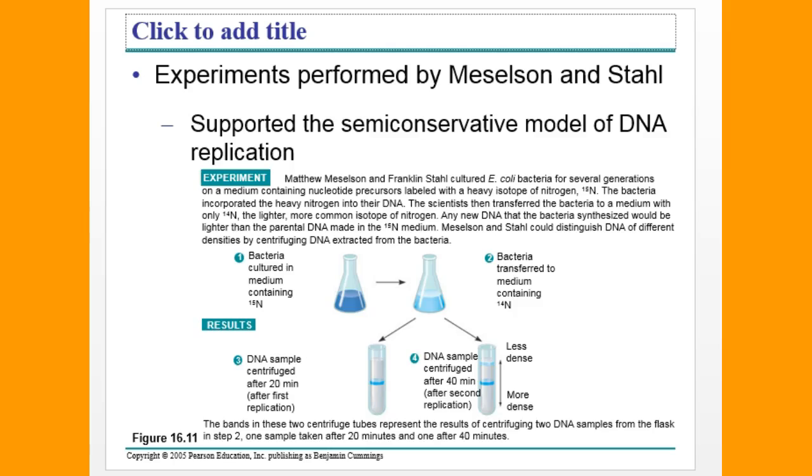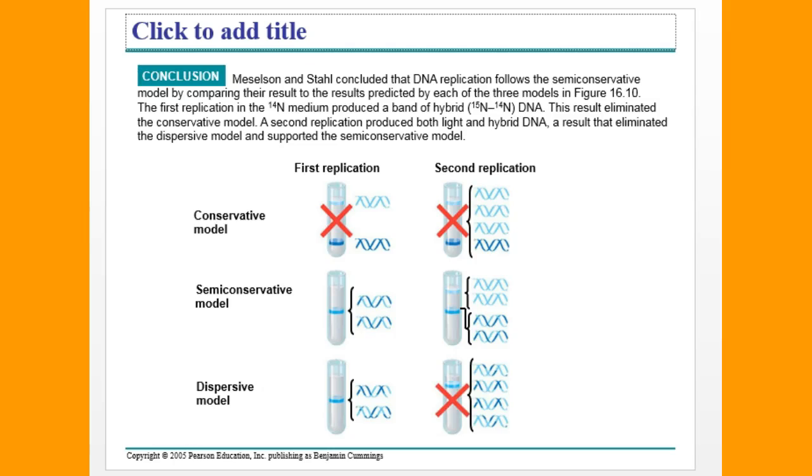Okay, there we go. Here's showing those conclusions, that it's semi-conservative. Notice in the first replication, you had N14 and N15 both present. So that did not support the conservative model, because that would have ended up with fully N14 and fully N15 strands. Second replication, same thing. The second replication, we also end up with a semi-conservative result.